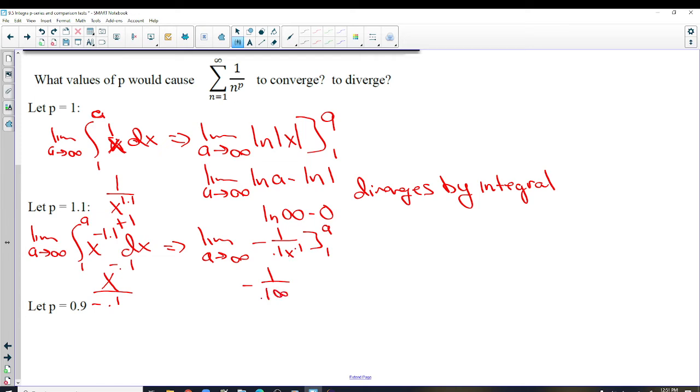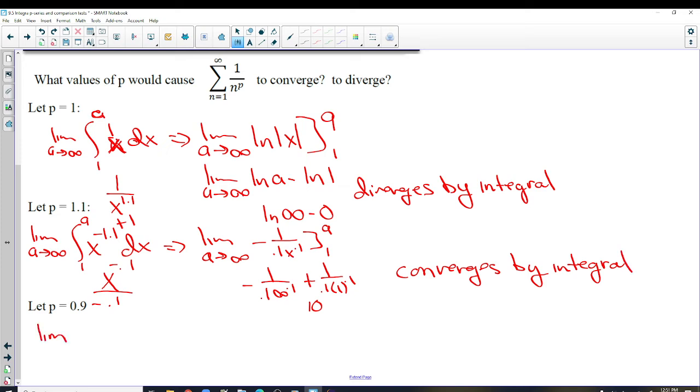now infinity is in the denominator, which is good. So we have plus 1 over 0.1 times 1 to the 0.1, which is 1 divided by 1/10, what is that, 10? So this ends up being 10, so converges. And we said converges by the integral test. But we're really kind of showing the p-test by using the integral test.